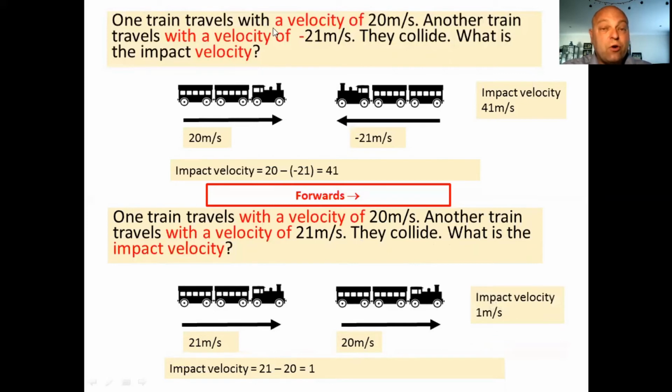You can see by calling them velocities and giving them pluses and minuses, it makes it quite clear which direction they are traveling in.